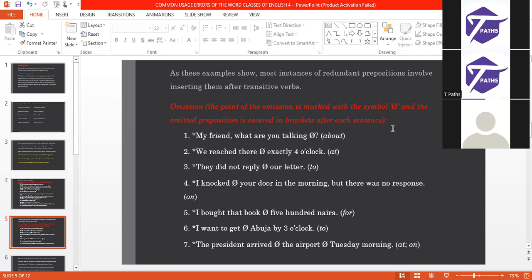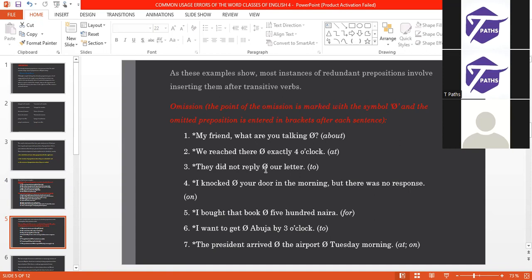See how prepositions are omitted. Look at number one example. "My friend, what are you talking?" And the sentence ends there. Rather than completing it by asking, "my friend, what are you talking about?" "About" should be there. "We reached there exactly 4 o'clock." It should be, "we reached there at exactly 4 o'clock."